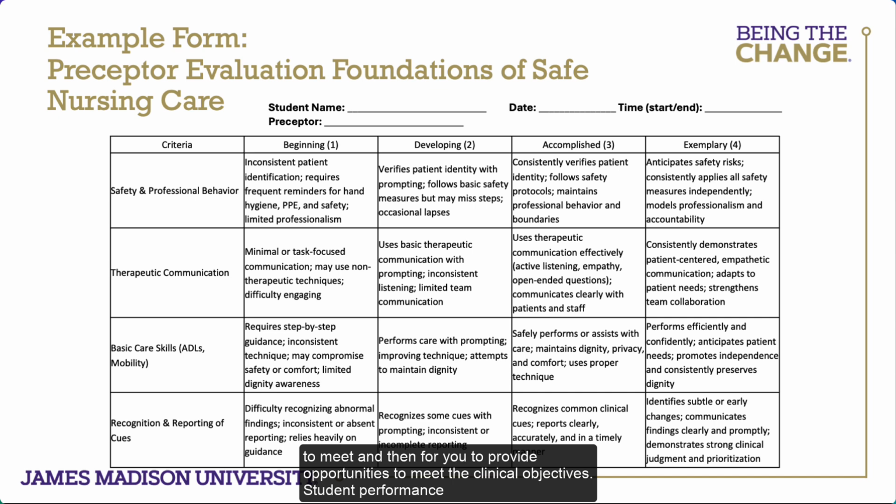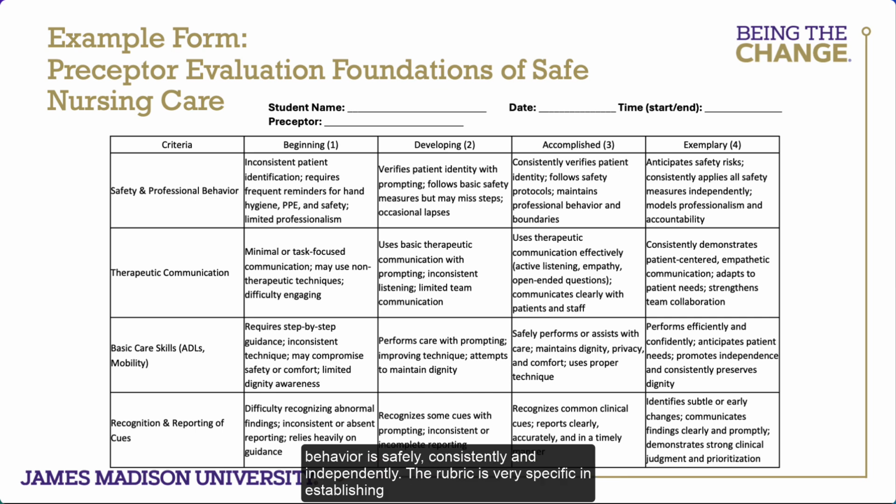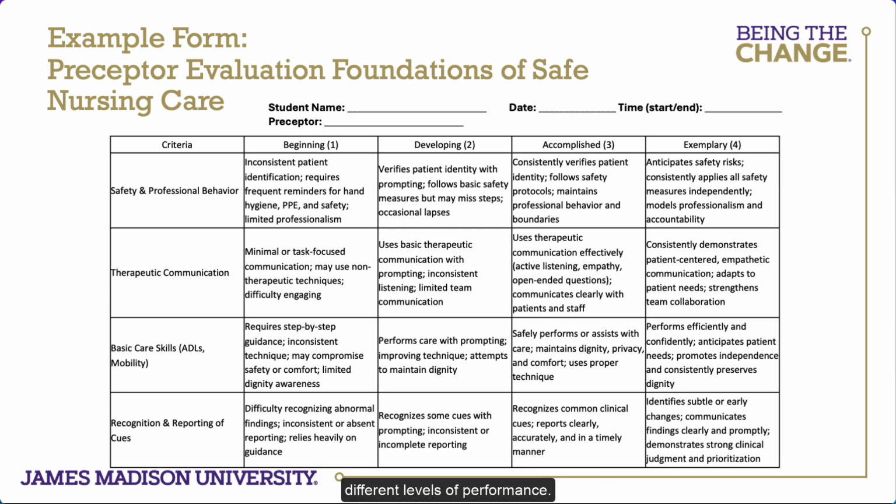Student performance ratings need to be based on their competence, which is based on consistency and independence, not effort. We rate this development using a beginning, developing, accomplished, and exemplary scale. As you complete this tool, do not ask, did they do it? Ask yourself, can they do this behavior safely, consistently, and independently? The rubric is very specific in establishing different levels of performance.